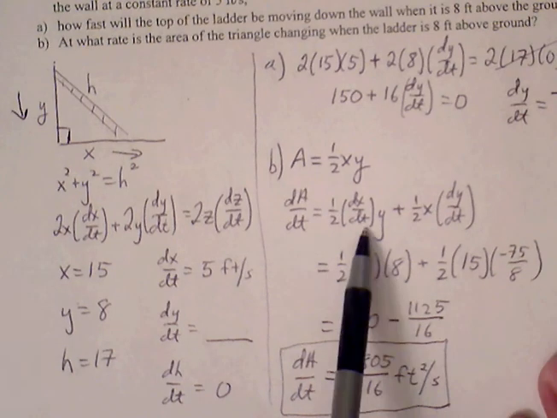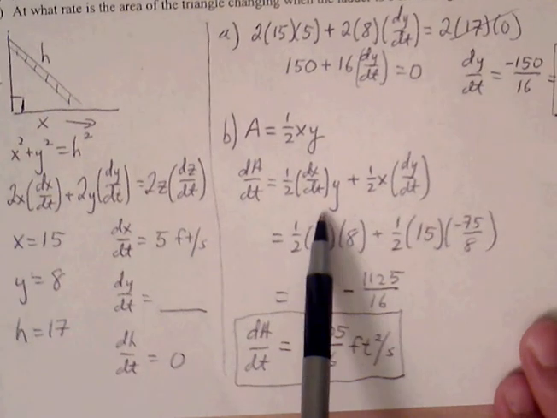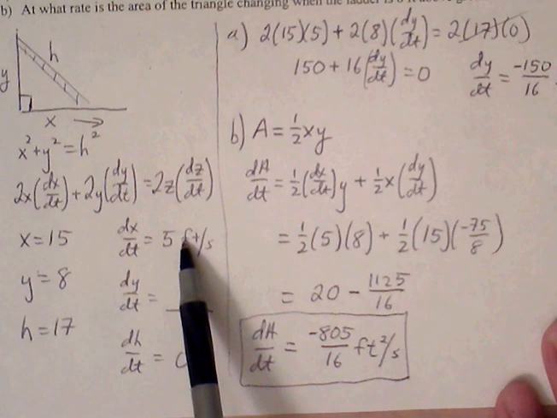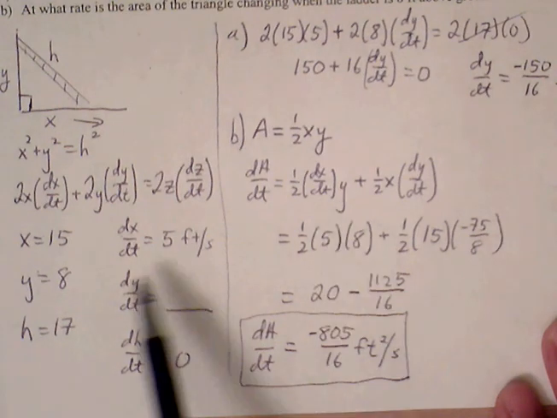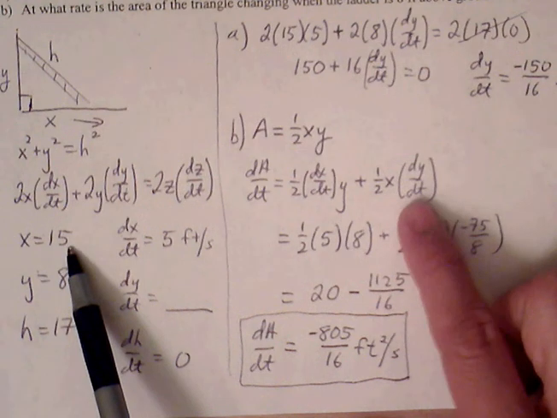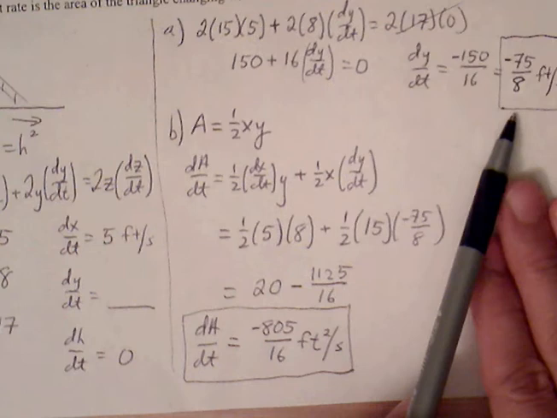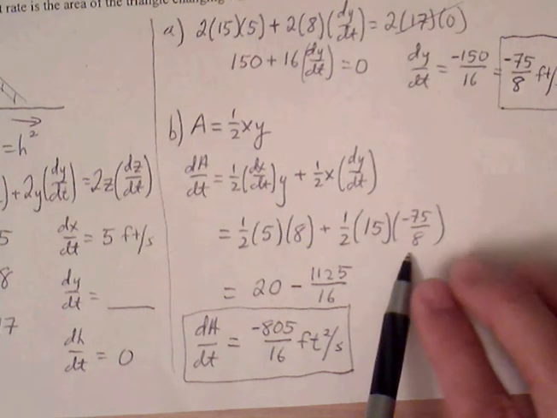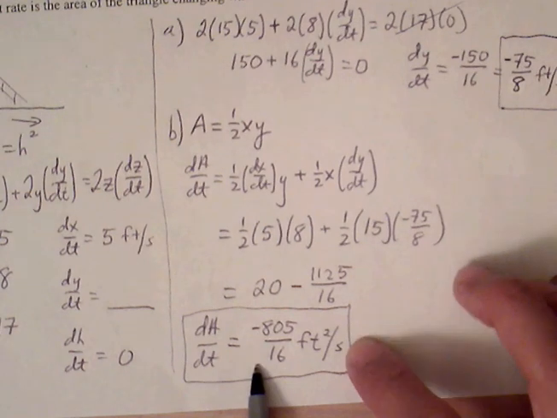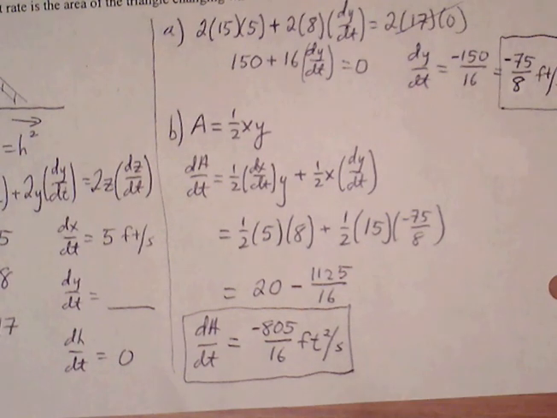So once we have our dA/dt formula, we can just plug everything in. We have dx/dt from the previous problem, so 5. Y is 8. X is 15. And dy/dt we just found from part A, which is negative 75 over 8. We plug that in. We combine terms, use our calculators to simplify, and we get negative 805 over 16 square feet per second.